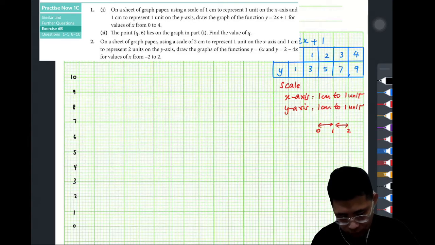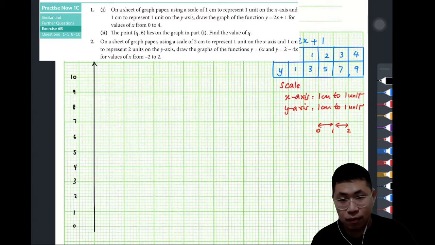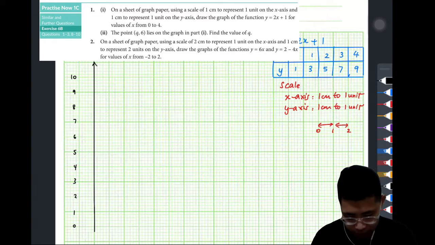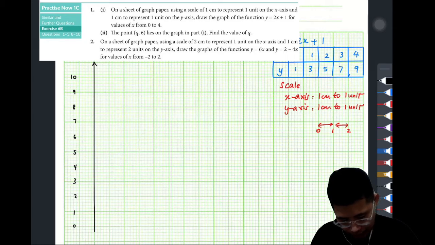How do I draw a nice axis? Like this. Horizontal axis, here I come. Like this.